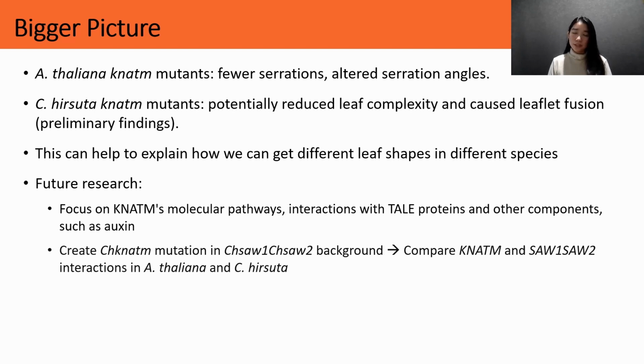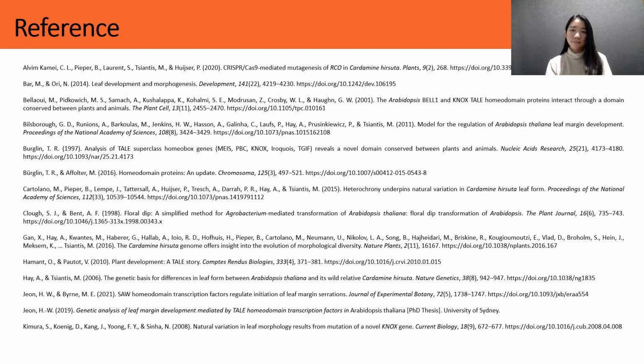And for future research, the research should focus on NATM's molecular pathway, interaction with other TALE proteins, and other components such as auxin. The future research can also create the CH-NATM mutation in SO1 and SO2 double mutant background to compare the NATM and SO1 SO2 interaction in both Arabidopsis thaliana and Cardamine hirsuta.